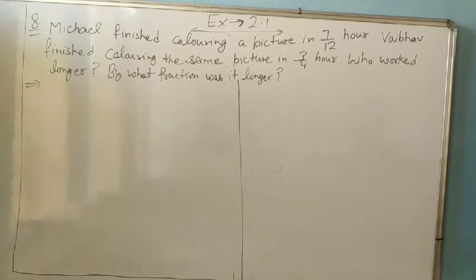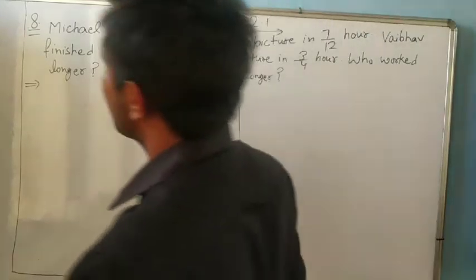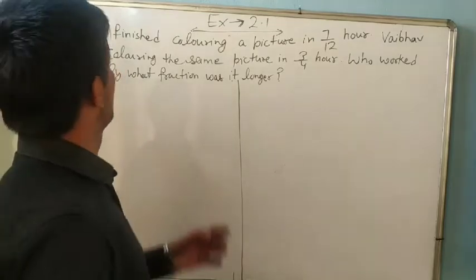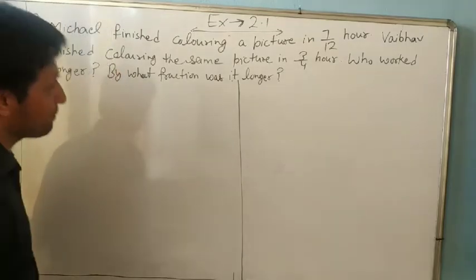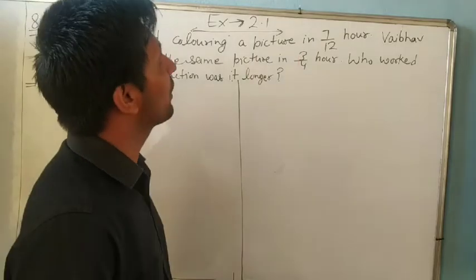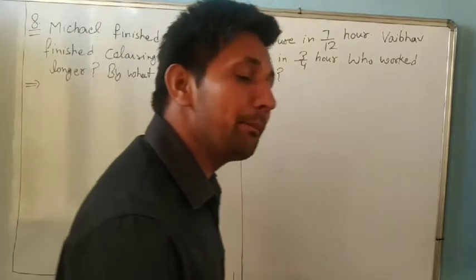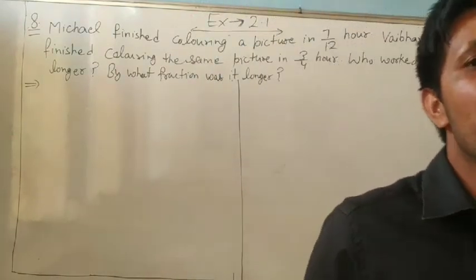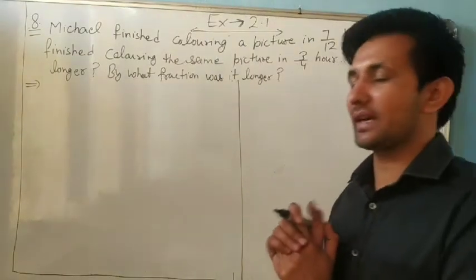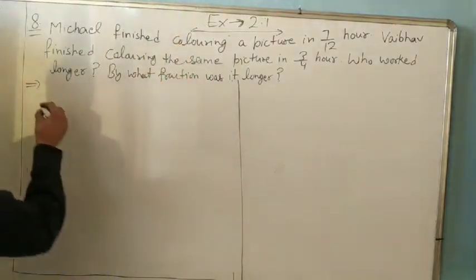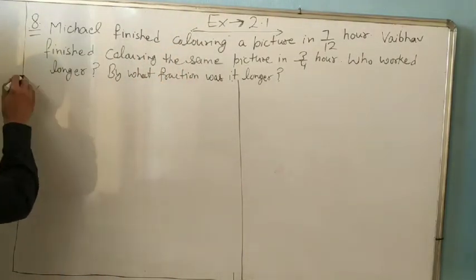Now question number 8. Michael finished coloring a picture in 7 upon 12 hours. Vaibhav finished coloring the same picture in 3 upon 4 hours. Who worked longer? How can we compare two fractions? First we will make them like fractions. Like fractions mean the denominators are the same. So we will solve it now.